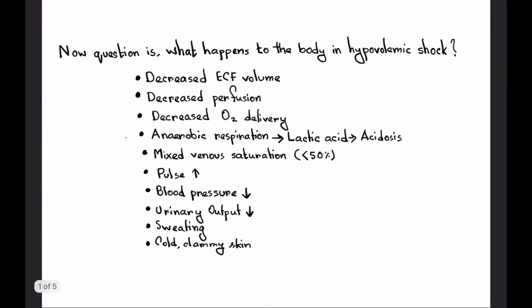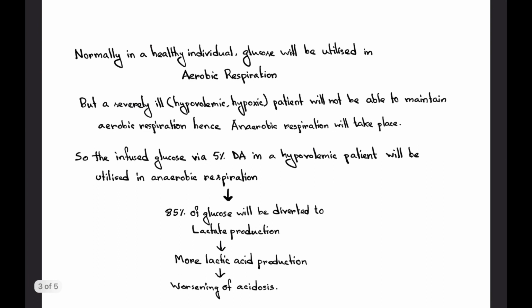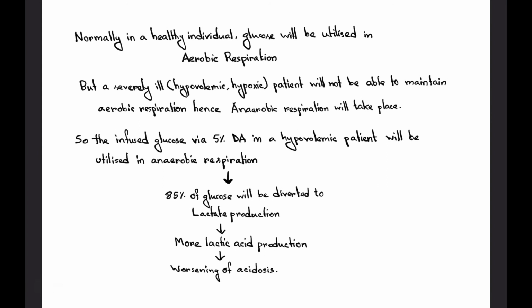We've already said that there is anaerobic respiration maintained in a hypovolemic shock situation, and the net product is lactic acid, which will lead to acidosis, right? So in case of a healthy individual, the healthy individual will be able to maintain aerobic respiration, and all the glucose in his body will be utilized in the aerobic respiration, and there will be no lactic acid formation because aerobic respiration does not permit the production of lactic acid in a normal way.